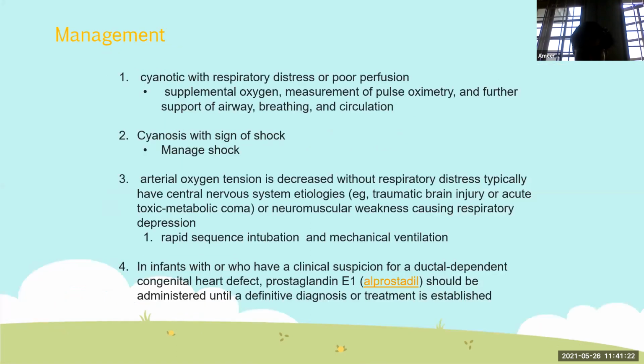Okay. Next is how to manage the patient with cyanosis. In management of a patient with cyanosis, it is based on the underlying causes and managing the presenting problem. If a patient with cyanosis presents with respiratory distress or poor perfusion, the first thing that we should do is give supplemental oxygen. And then we also need to measure the pulse oximetry and give airway support, breathing and circulation.